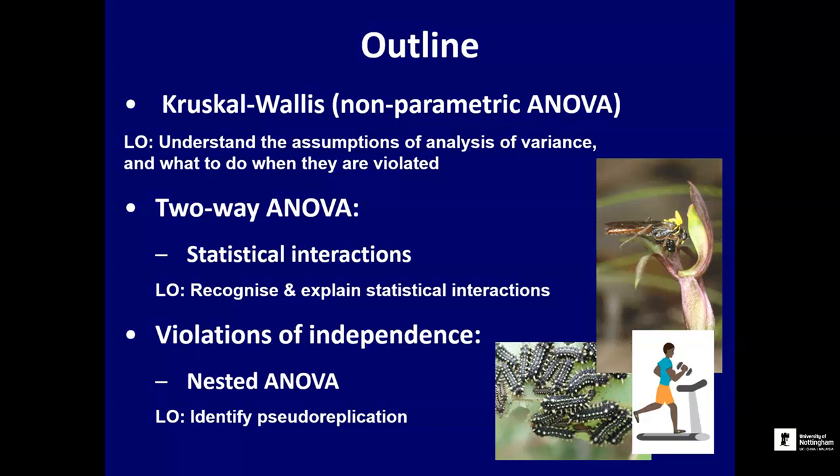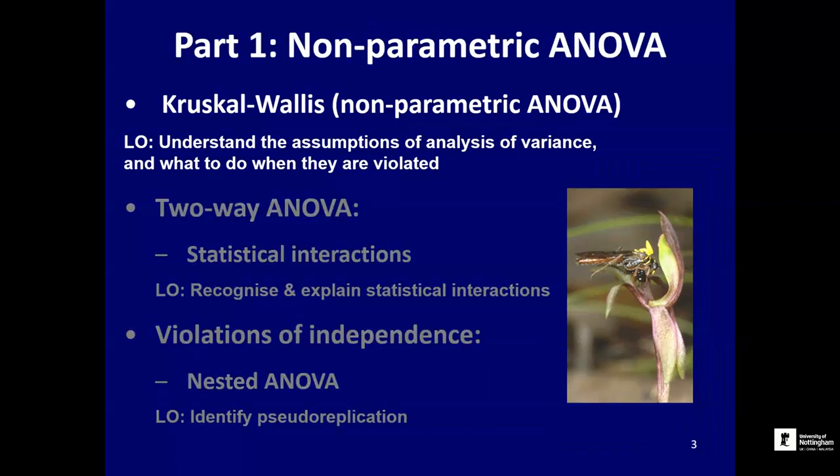And then finally, we're going to look at the assumption of independence, which underlies most of the stats tests I've been talking about so far. We've looked at some narrow situations in which that assumption is not met, notably when we've looked at paired t-tests, for example. Today we're going to look at, briefly, another kind of problem with independence and how it can be fixed using a variation on analysis of variance called nested ANOVA. Okay, so that is the outline for the whole lecture.